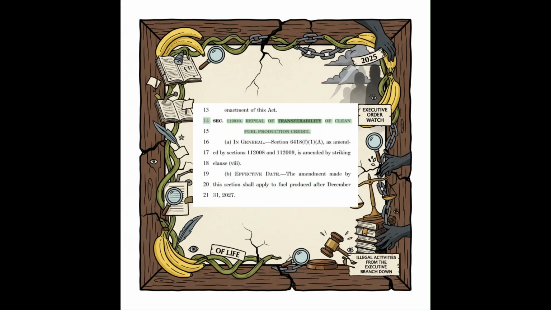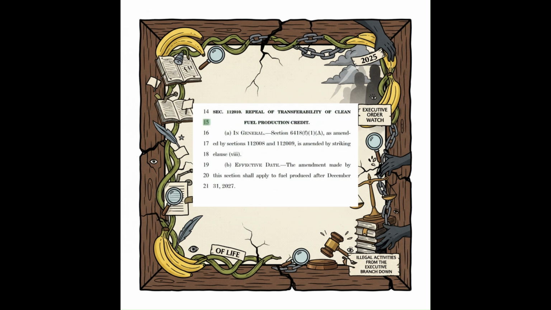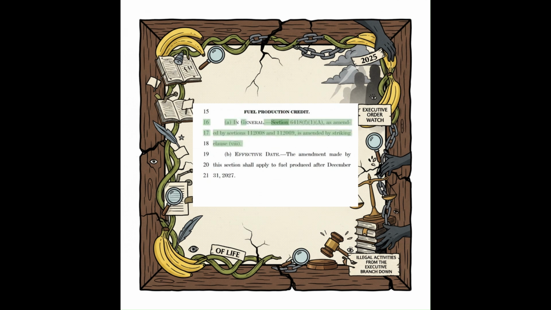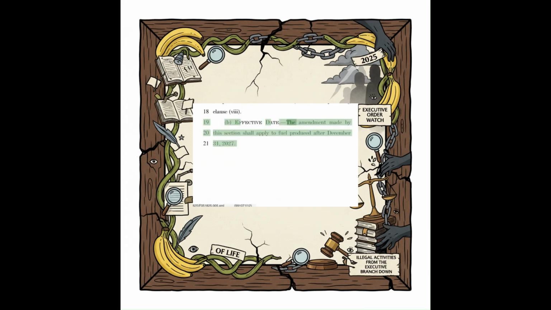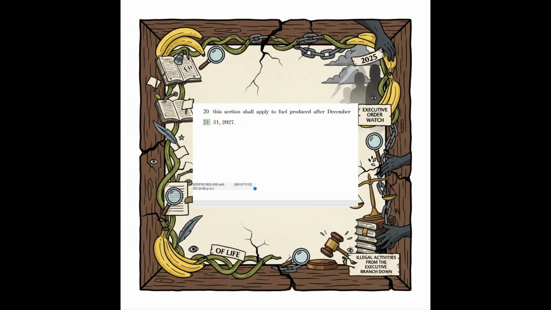SEC. 112010. Repeal of transferability of clean fuel production credit. Section 6418 as amended by sections 112008 and 11209 is amended by striking clause. The amendment made by this section shall apply to fuel produced after December 31, 2027.